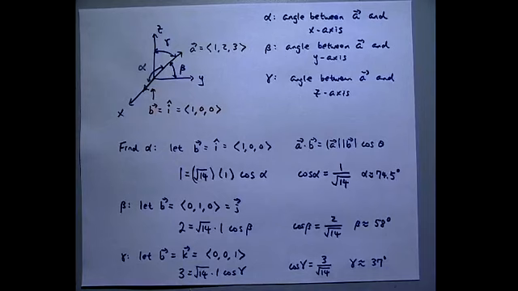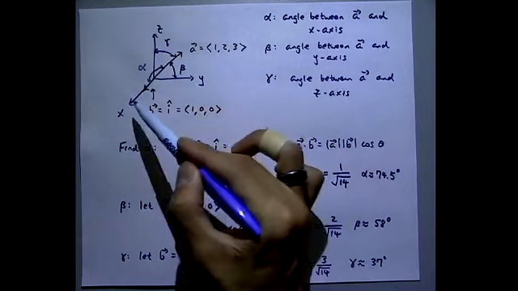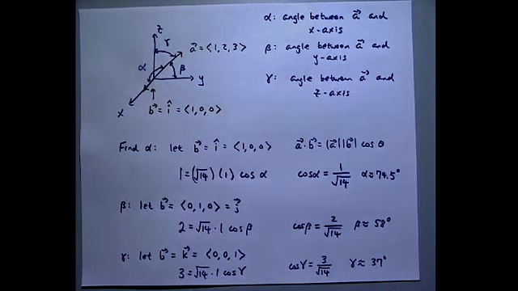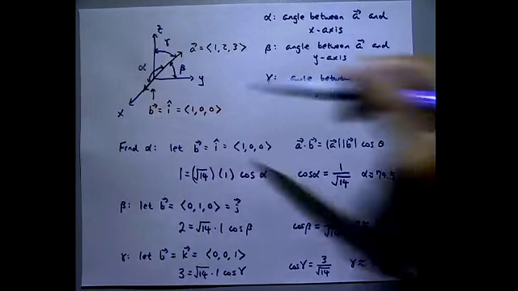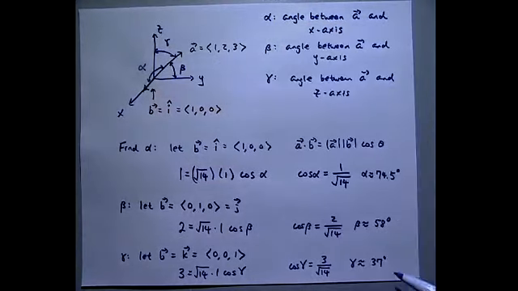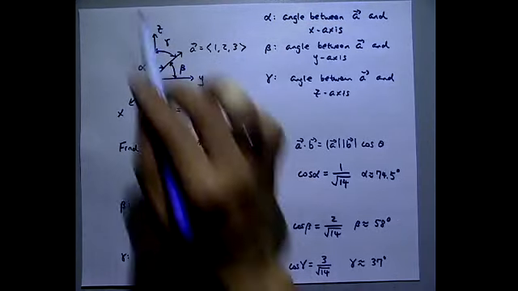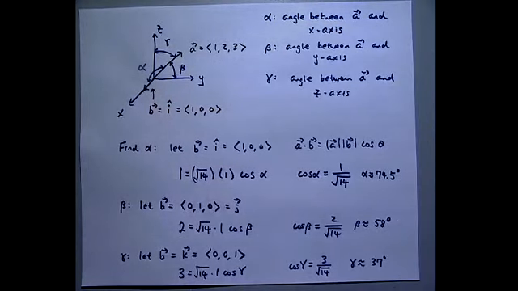So that tells me that if I want to rotate that vector so that it would point in the x direction, I need to rotate about 75 degrees this way, and then it'll be in the same direction as the x-axis. Rotate about 58 to point in the y direction, rotate about 37 to point in the z direction.